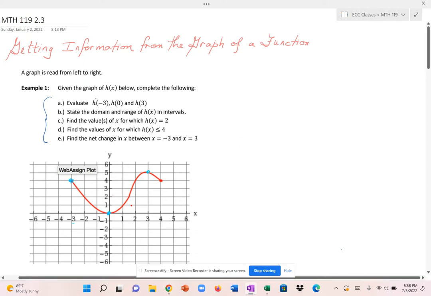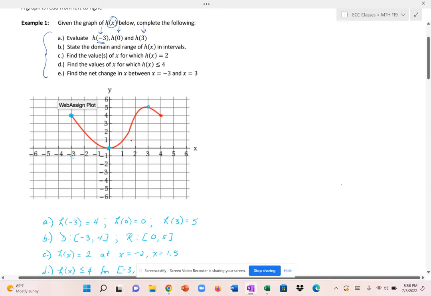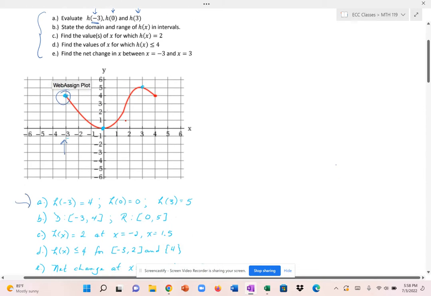That means you want to know what the y value is when the x value is -3, and then when the x value is 0, and then when the x value is 3. The number inside of the parentheses are the x values, the number that you read along the x-axis, or the horizontal axis. So when x is -3, your y value is way up here, it's equal to 4. So h of -3 is 4.